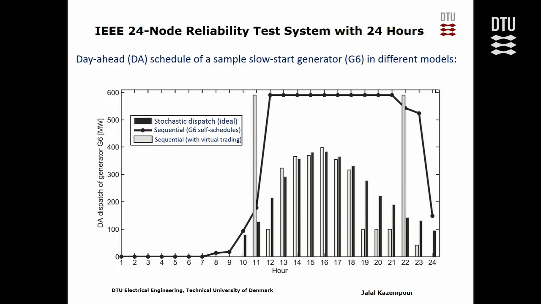The real production. But if we allow this generator, which is dispatched in the market in a very inefficient way, if we allow G6 to self-schedule, while we assume that generator has perfect information about the market and what will happen in real time, it will not be as good as this one, but it's better than the sequential one. So at hour 10 it is here, at hour 11 it is here, and at hour 12 it is here. It's not the same as this one, but still, it will not be dispatched in a way like this, increasing, decreasing, increasing.